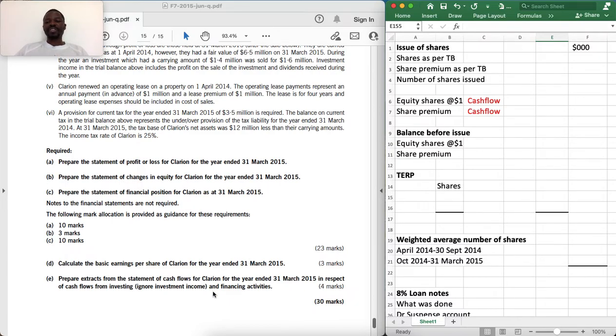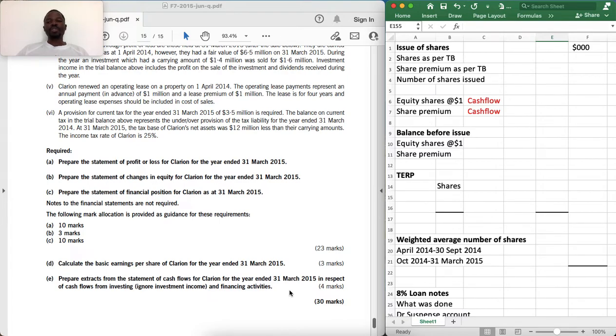E, prepare extracts from the statement of cash flows for Clarion for the year ended 31 March 2015 in respect of cash flows from investing, ignore investment income and financing activities. 4 marks. A total of 30 marks. So we know what we are supposed to do in terms of the requirements.